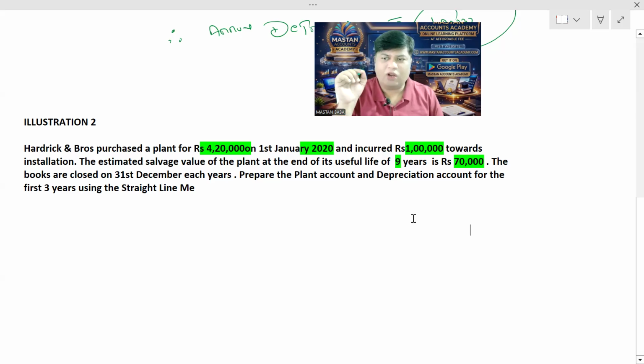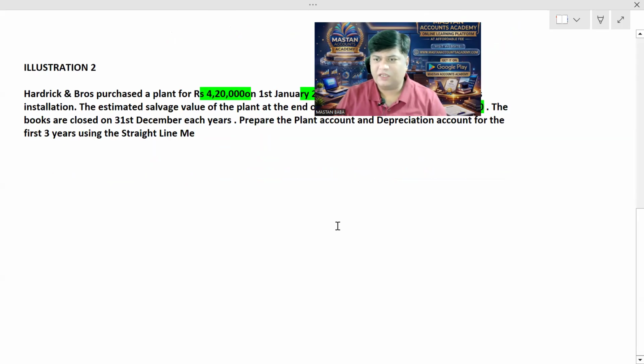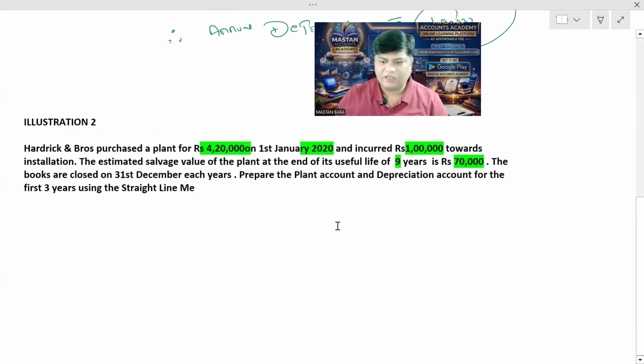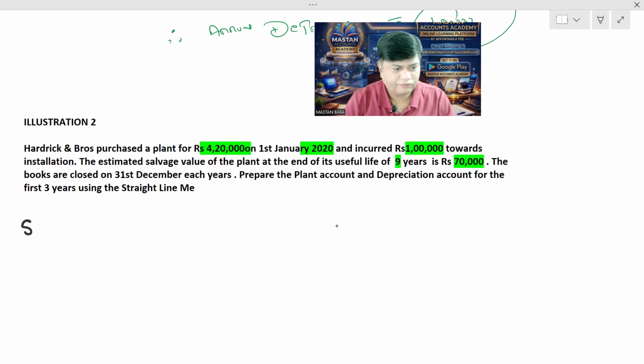So first of all, this is Model 1. How do we identify it as Model 1? Because in the question the rate of depreciation is not given. When the rate of depreciation is not given, it is considered as the first model. Whenever there is a first model, we have to apply the same formula. What is the formula, dear students? First of all, the solution.